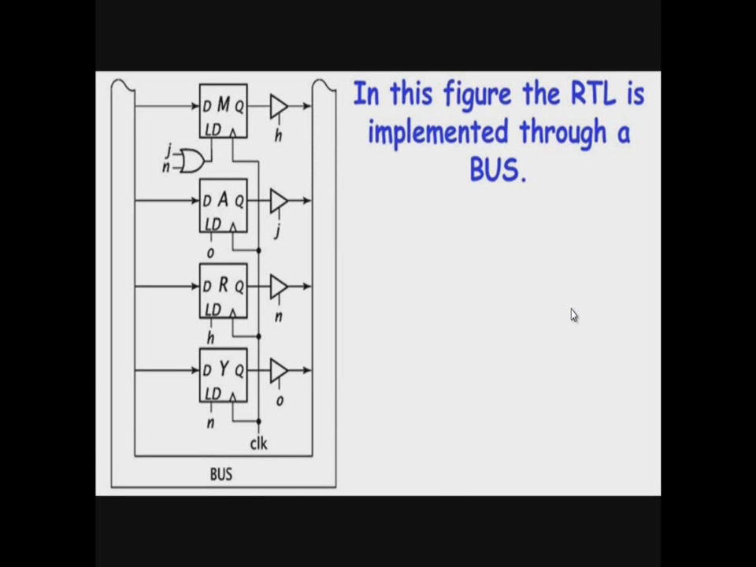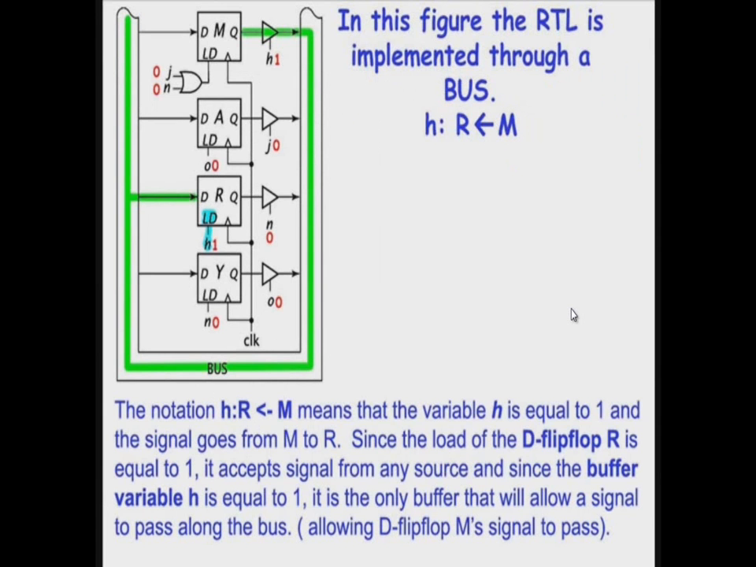The first example, the figure shows that the RTL is implemented through a bus. The notation h, m to r means that the variable h is equal to 1 and the signal goes from m to r. Since the load of the D flip-flop r is equal to 1, it accepts signal from any source, and since the buffer variable h is equal to 1, it is the only buffer that will allow a signal to pass along the bus, allowing D flip-flop M signal to pass.